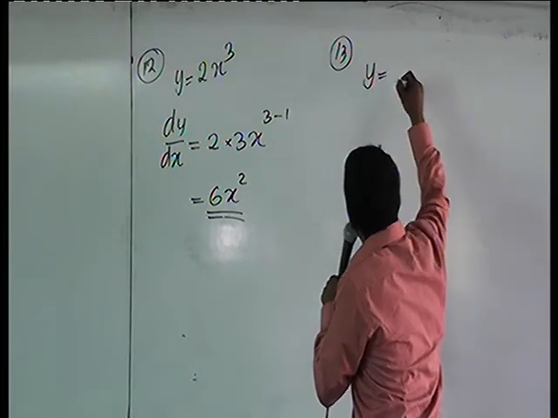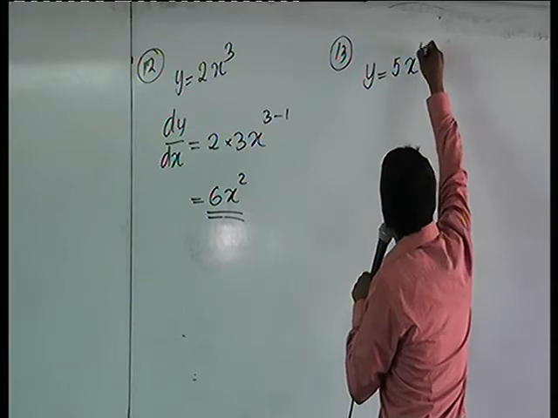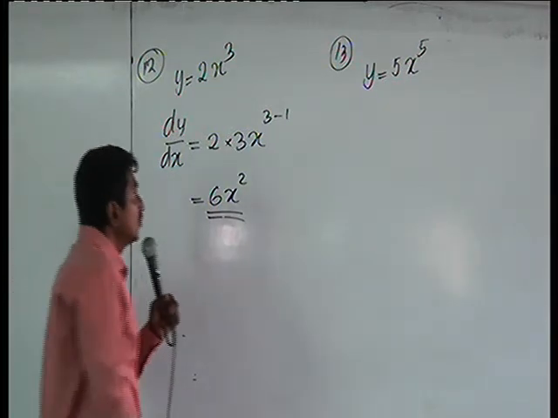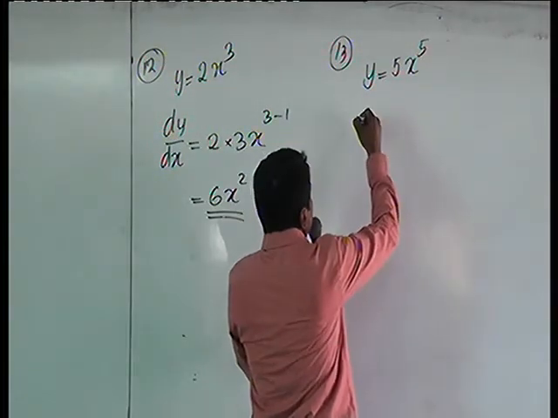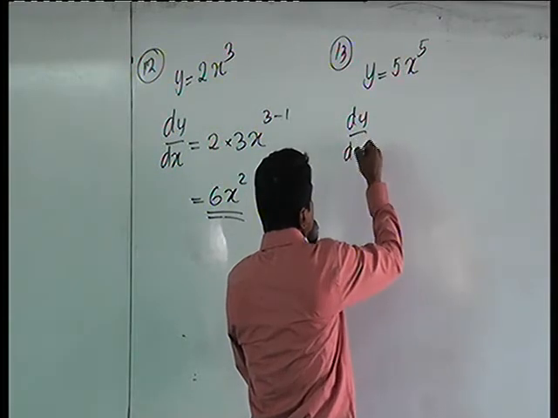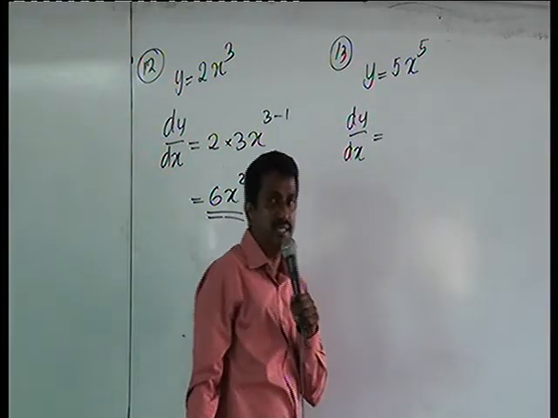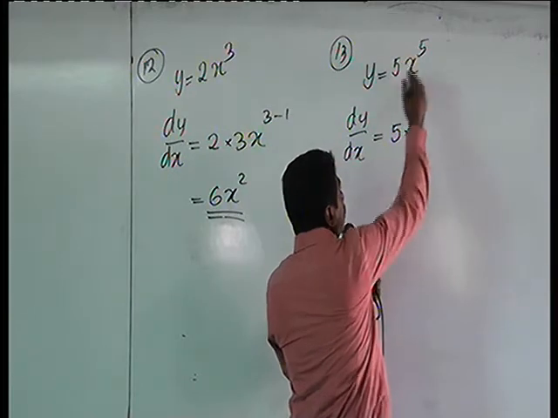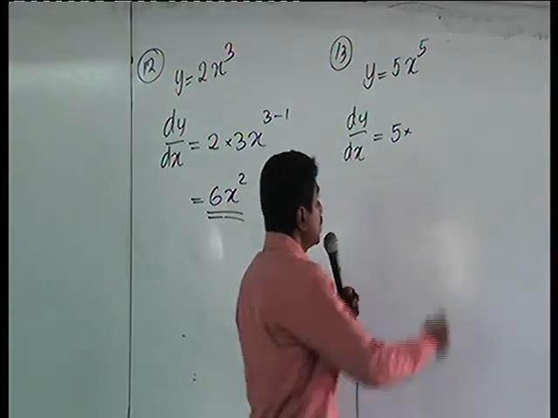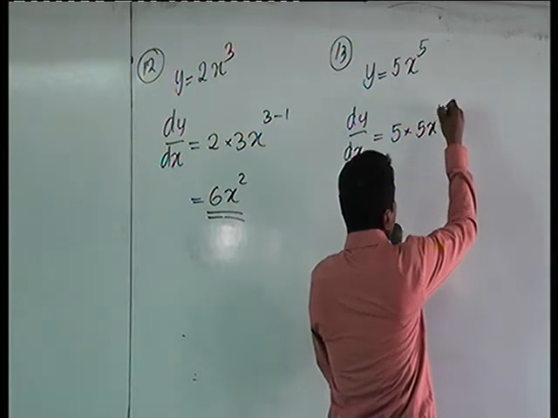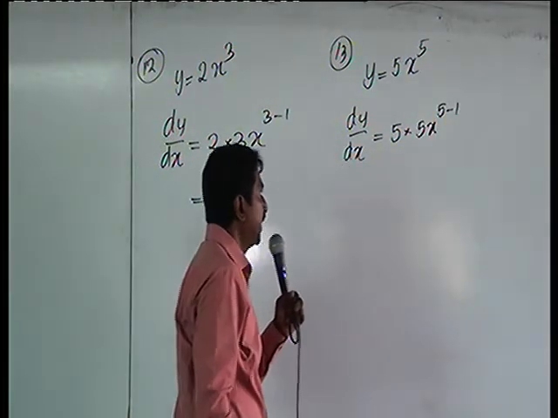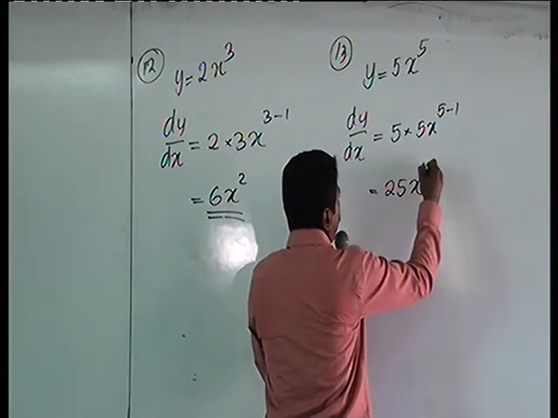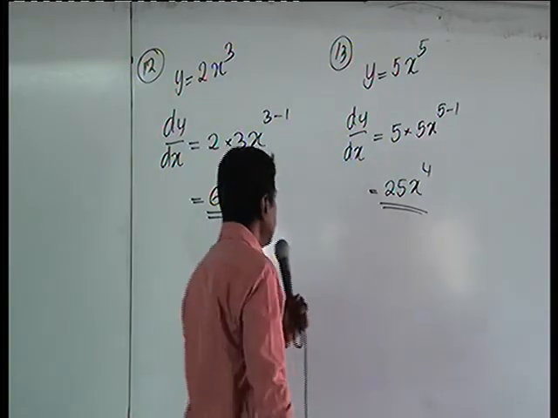13, y is equal to 5x to the power 5. dy by dx, that is equal, keep the 5 as it is. Differentiate x to the power 5. When you differentiate x to the power 5, 5x to the power 5 minus 1. So this is equal to 5 into 5, 25x to the power 4.